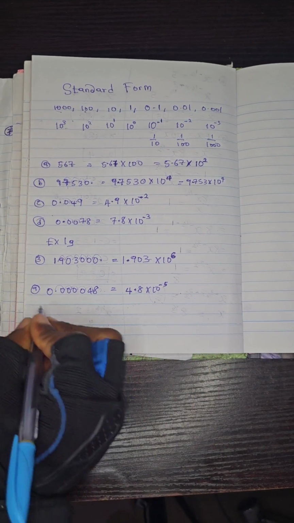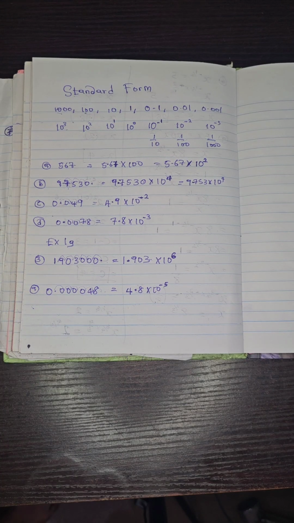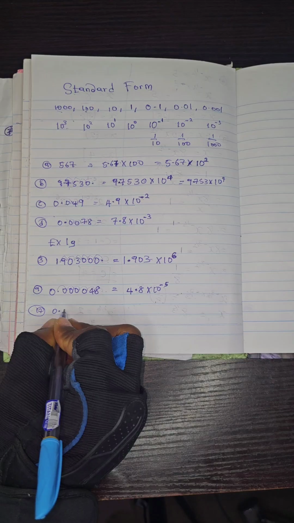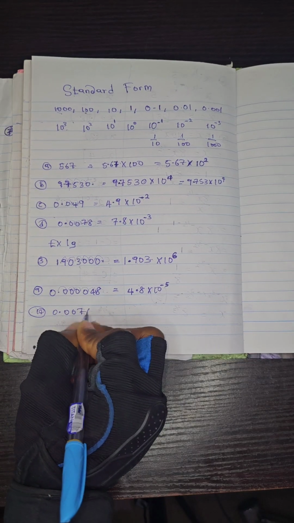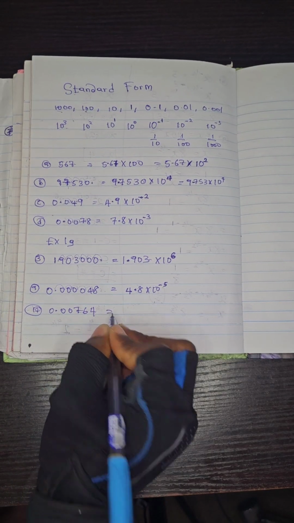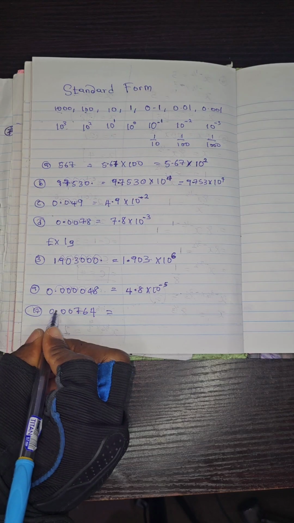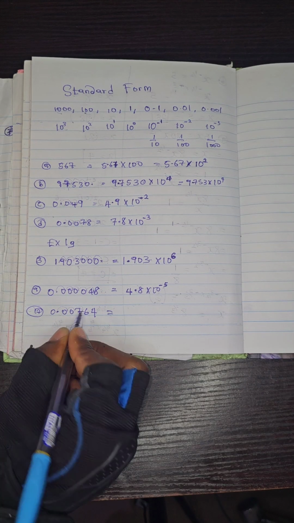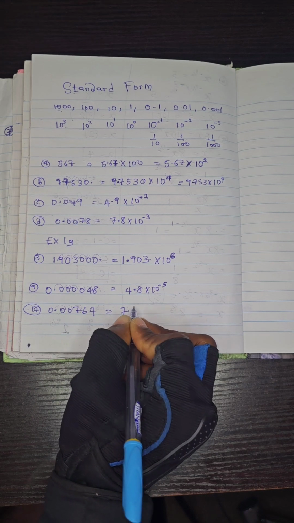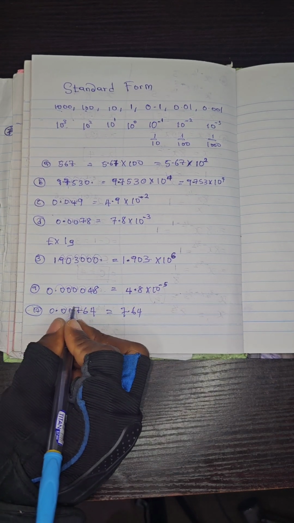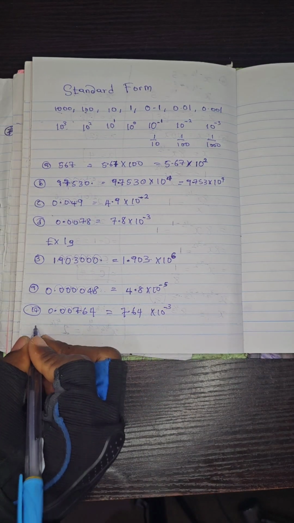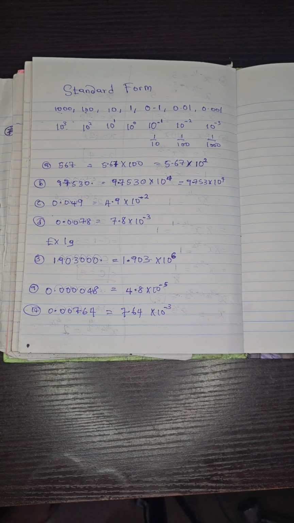Let's say number 17. We have something like 0.00764. This is the same as what? You count first 0, second 0. Now you have a whole number. So you have to put 7, 6, 4. How many times did we count? 1, 2, 3. But since you are dealing with a decimal, it will be 10 raised to power what? Minus.